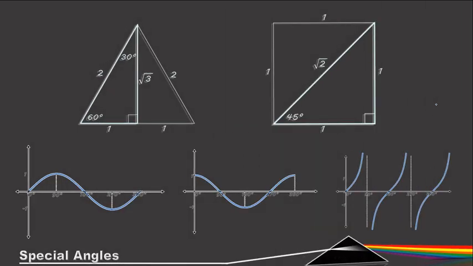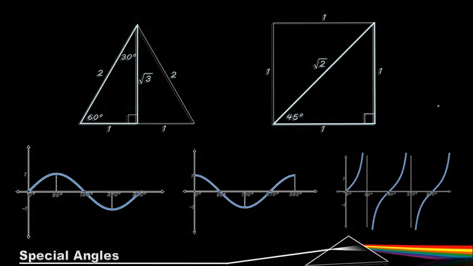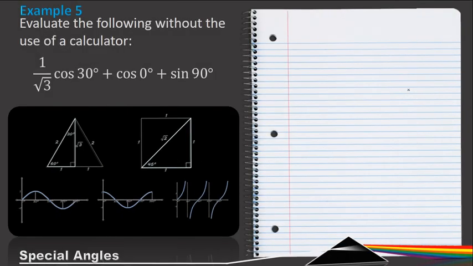Okay, so this is the sum total, or a summary of everything you need to know in order to find the ratios of special angles. So we have these two triangles, and then our graphs. So let's look at an example.